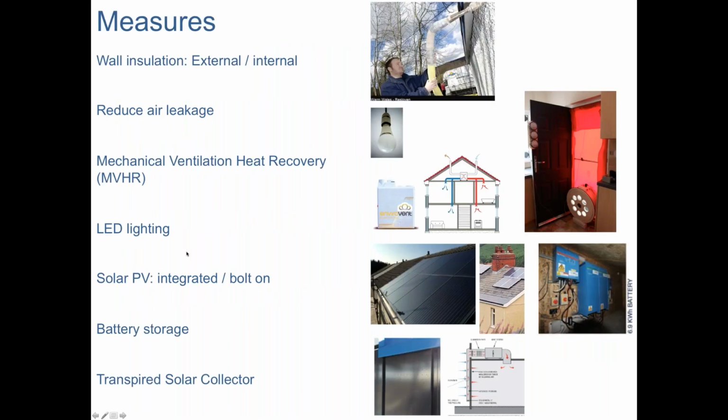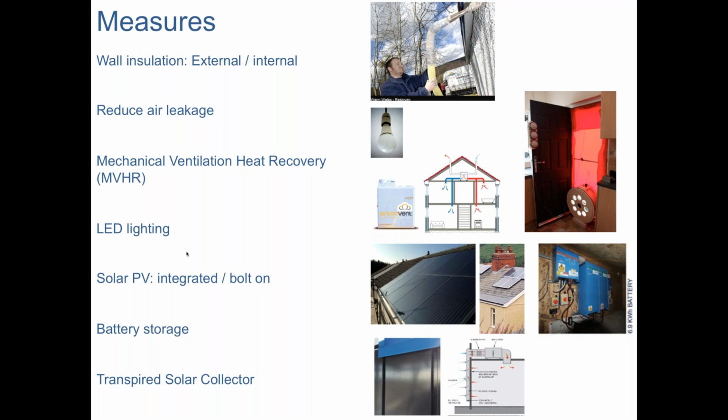So what are the measures that we look at? Well, wall insulation: EWI, external wall insulation, or internal wall insulation when external wall insulation isn't appropriate. We want to reduce air leakage. If we can reduce air leakage, mechanical ventilation heat recovery becomes an option, not only for saving energy, but providing good ventilation in the home. Low energy lighting is quite common now.